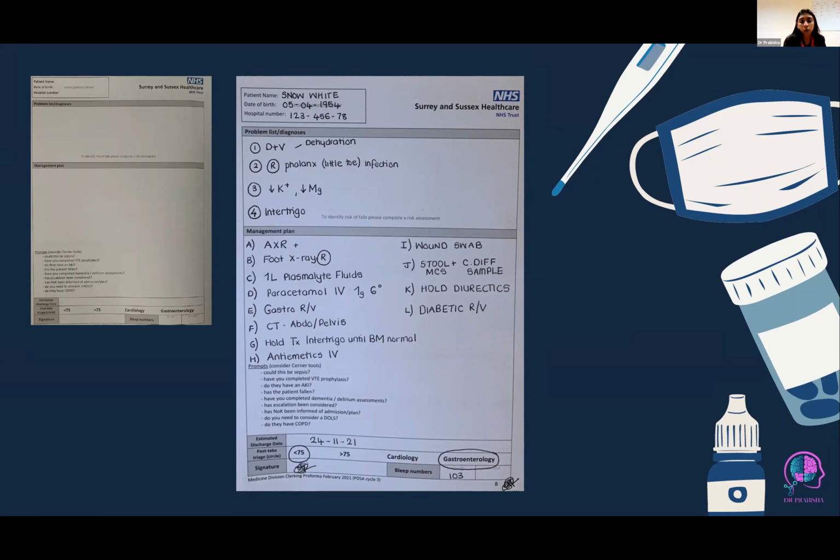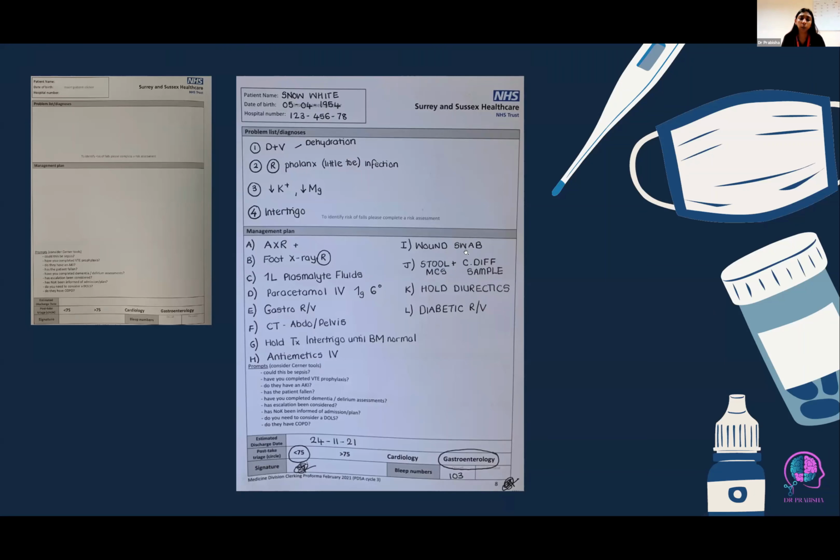I'd probably hold her cloxacillin until her BMs are more stable, just in case they have any interaction. Give her some antiemetics, so it stops her nausea and vomiting. We can give that IV. So everything should be IV at this point if she's continuing to vomit.